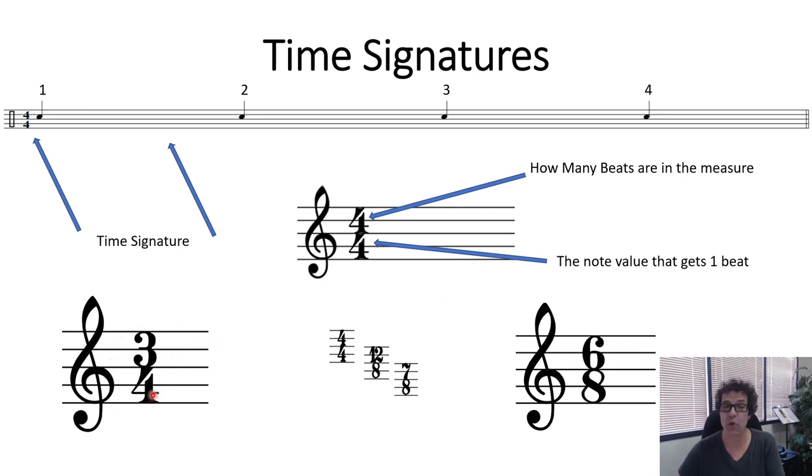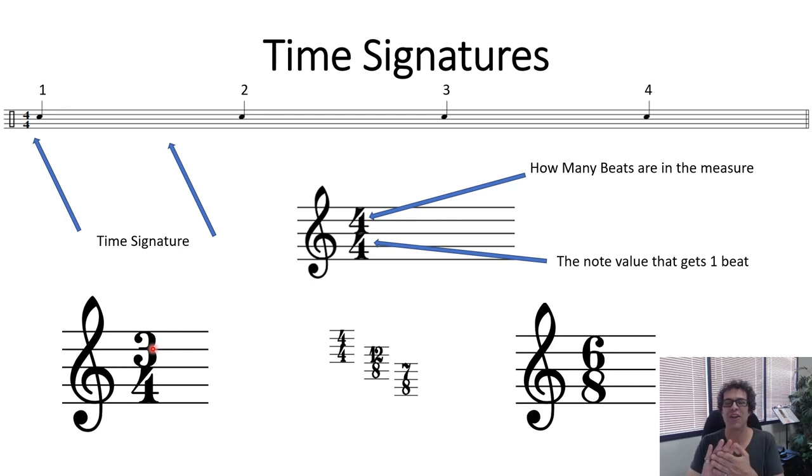Now, these numbers on the left and right, we've got 3-4 and 6-8. So 3-4 means that we have three beats to the measure and the quarter note gets one beat. To count that out, it would be 1-2-3, 1-2-3, or 1-2-3, 2-2-3, 3-2-3, 4-2-3. That's four measures of 3-4. On the other side, we have 6-8, which is 1-2-3-4-5-6, 1-2-3-4-5-6.